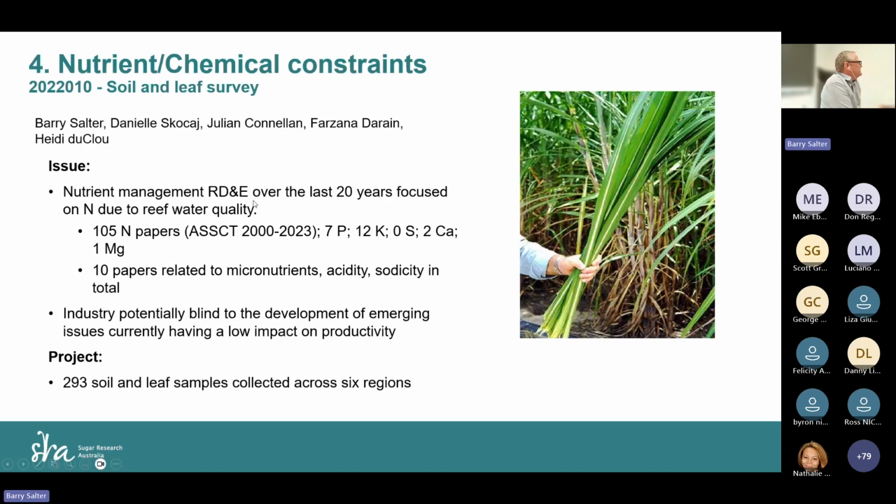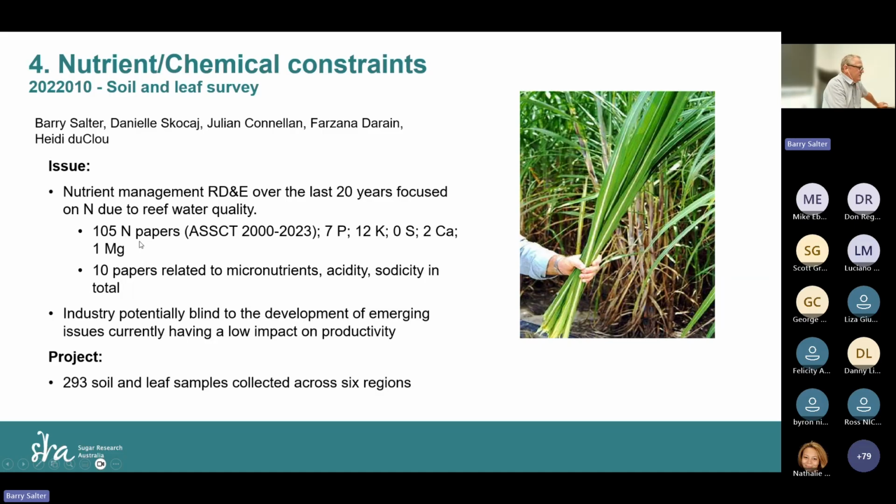So if I keep going now, I'll talk about some nutrient and chemical constraints, and they're clearly going to go over time, so hopefully people can hang around. But I guess we were worried that we'd spent a hell of a lot of time working on nitrogen in the last 20 years and not a lot of time looking at any of the other nutrients. And you can see what I've written here.